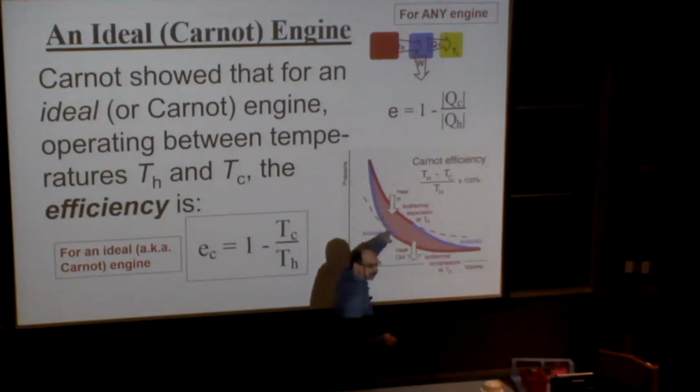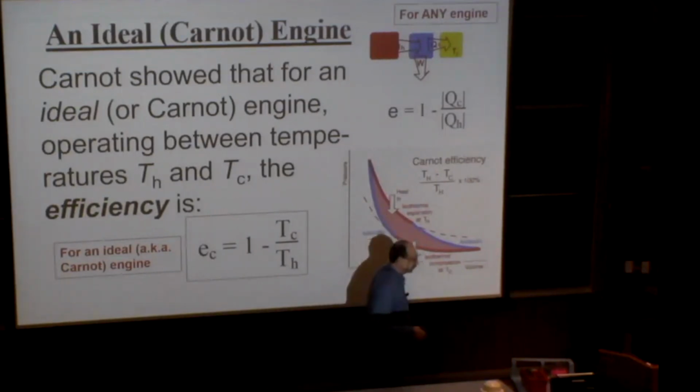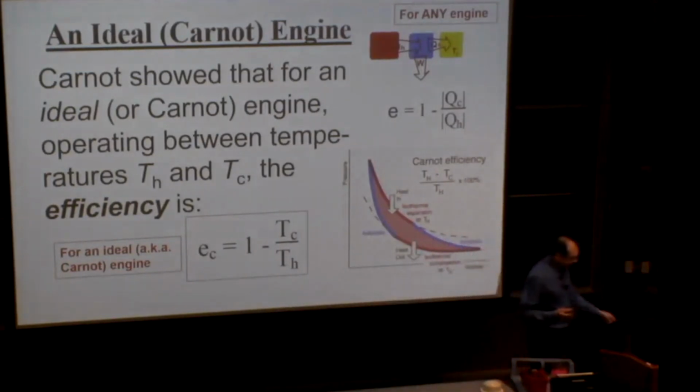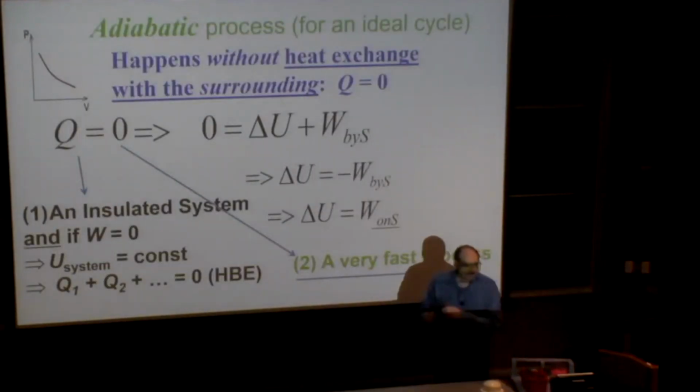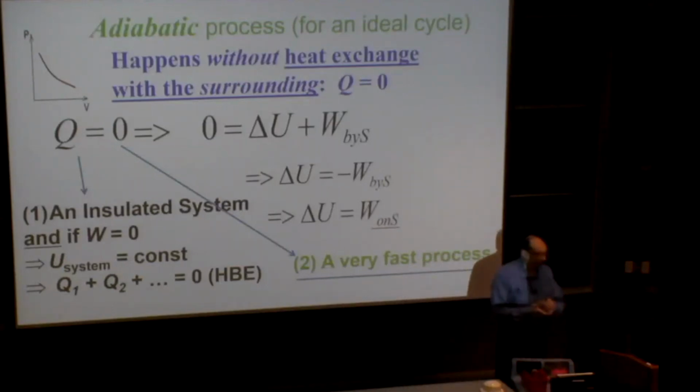It happens even faster than isothermal. This is a Carnot cycle. We don't need to know the equation for that process. We only need to know the definition. The definition is, during this process, the system does not exchange heat with the environment. And Q equals 0.